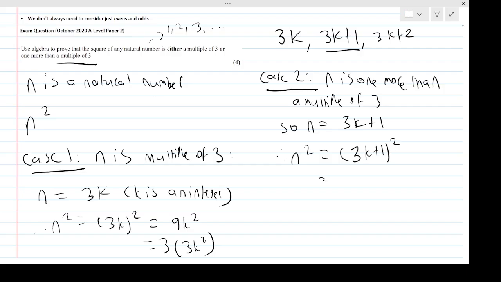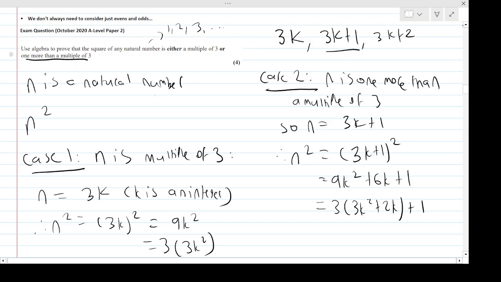So then we expand that, we get 9k squared, add 3k, add 3k, 6k, add 1 squared is 1. And again, we're looking for multiples of 3, so let's try and factor a 3 out wherever we can. So we can factor 3 out here to get 3 lots of 3k squared, add 2k. And then we add 1 at the end. Well, there we are, because that's one more than a multiple of 3. So n squared is also one more than a multiple of 3. So we're really cooking with gas now.